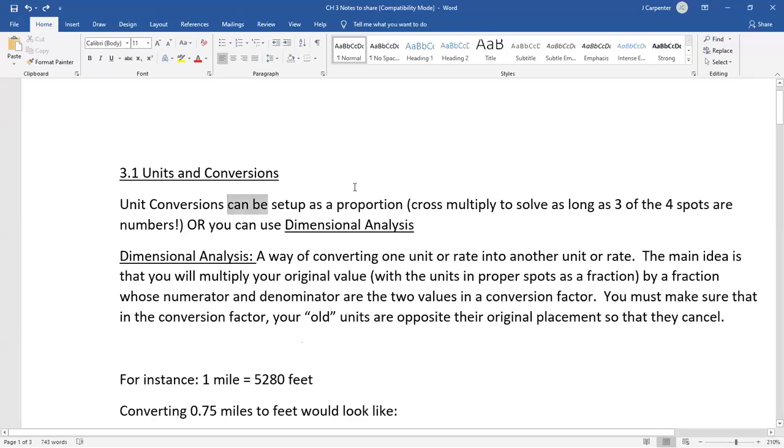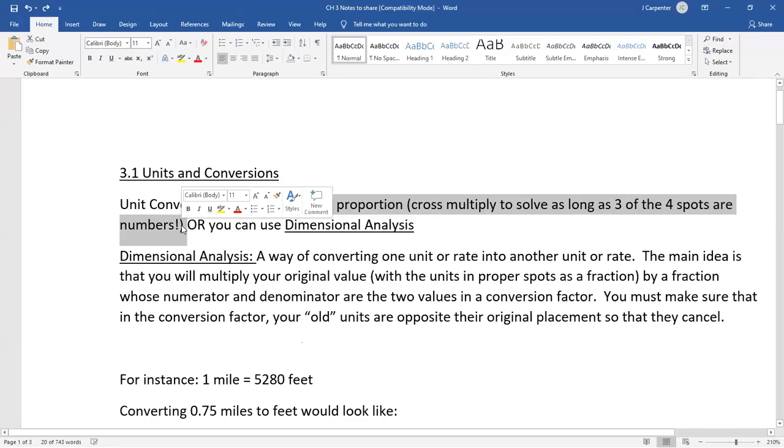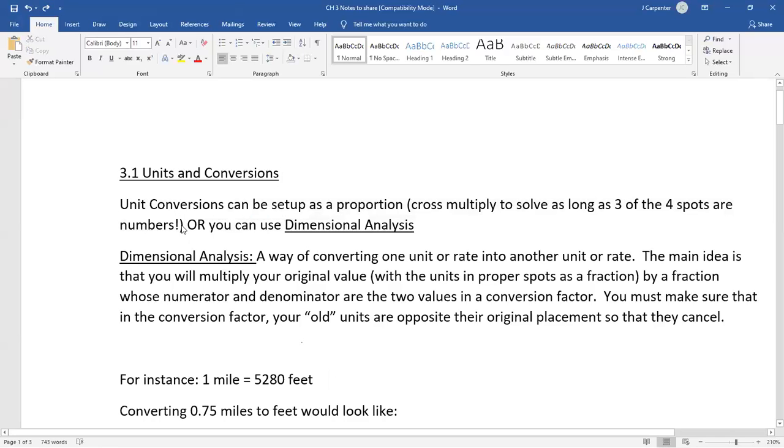You can set them up as a proportion if you like, and you cross multiply to solve as long as 3 of the 4 spots are numbers, the same exact thing we've been doing. Now, how do you know how to set this up? You use your words. You would write miles over feet to start this, and then you put the numbers that you know the conversion factors for in one of them, and then the thing you know one of but not the other on the other side. Cross multiply, solve. That's it.